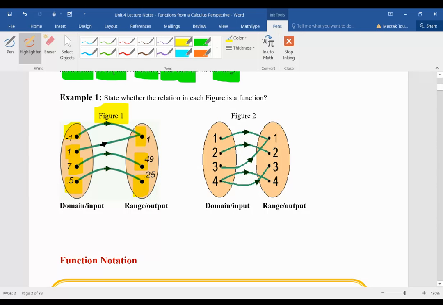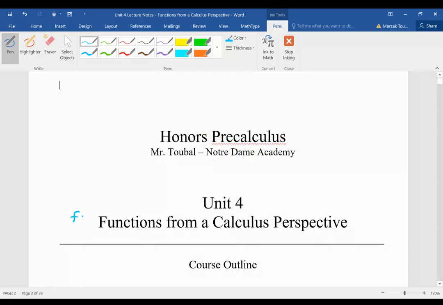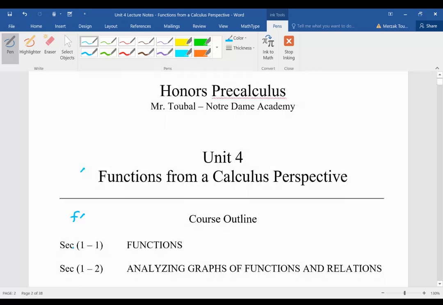So we do not see any of the domain elements mapping to more than one element in the range. And for this reason, we conclude that this is a function. So this relation is a function.